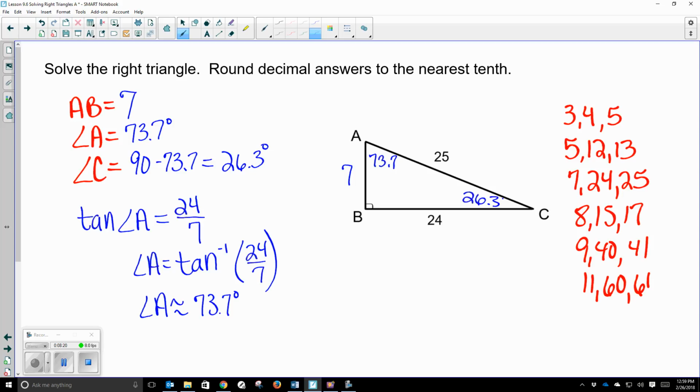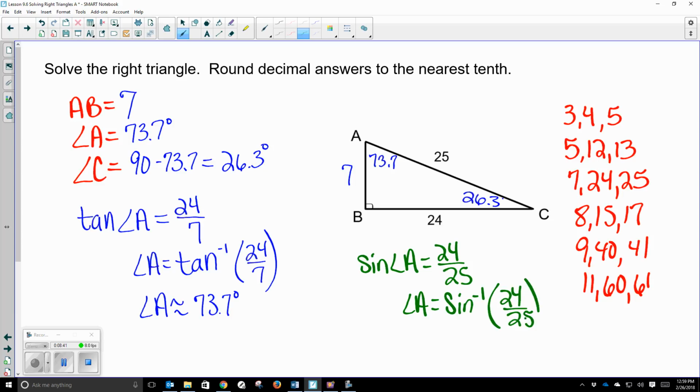But I'm going to show you how it wouldn't matter which one you choose. Let's say instead of tangent of angle A, we used sine of angle A. Sine of angle A is 24 over 25. So angle A is equal to sine inverse of 24 over 25.